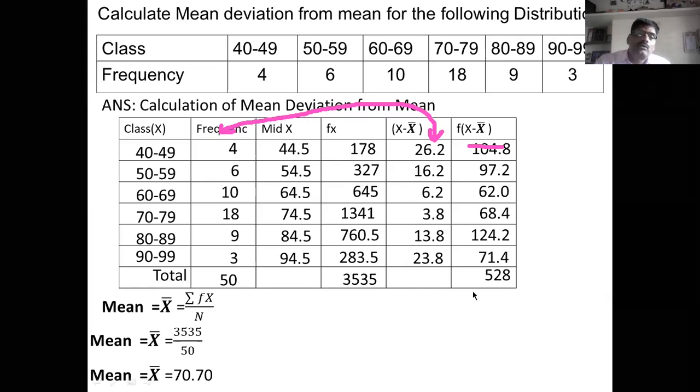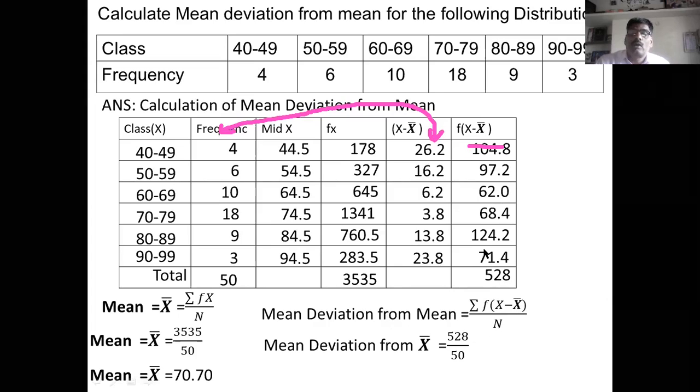After calculating this total, you apply the equation. Mean deviation from mean is equal to summation f in the bracket x minus x bar divided by n. This column total is 528, divided by n, the frequency total, 50. So 10.56 is the mean deviation from mean.